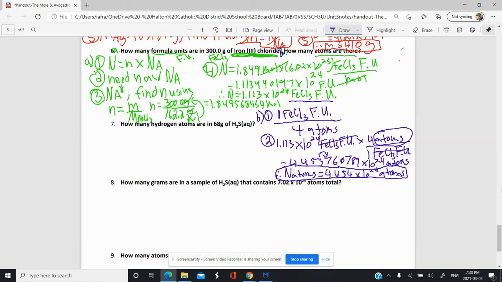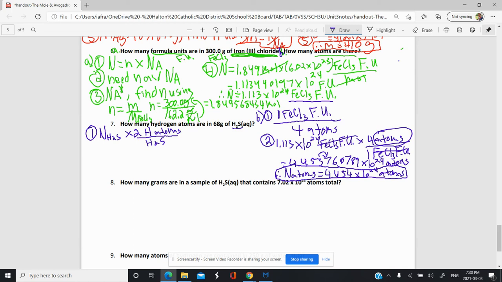So how many hydrogen atoms are there in 68 grams of H2S? So we're looking not for just the number of particles. We're looking for the number of hydrogen atoms in total within that number of particles. So if I want to find the number of hydrogen atoms, here's what I need to do. I need to do the total number of particles of H2S, and I need to multiply that by 2 hydrogen atoms per H2S. That's my conversion factor, because then I can cross out H2S. The problem is I don't have the number of particles yet.